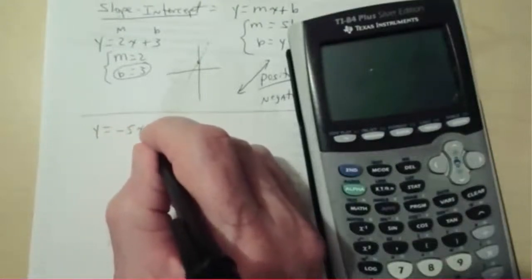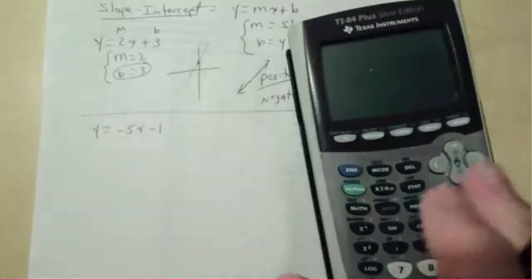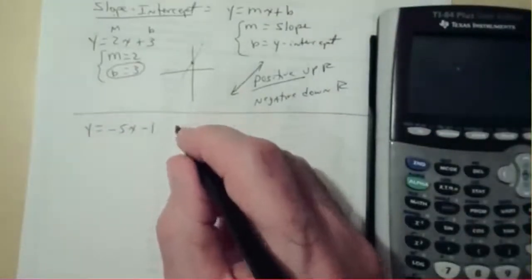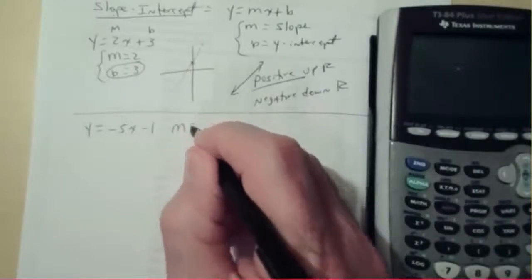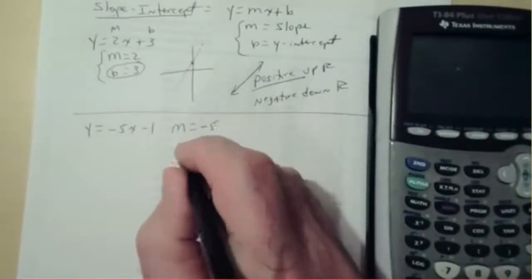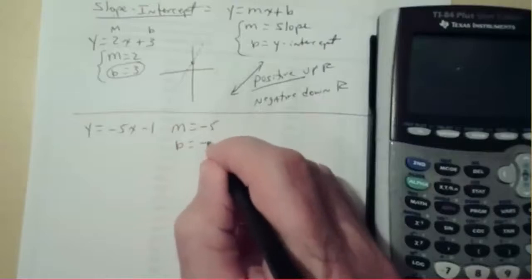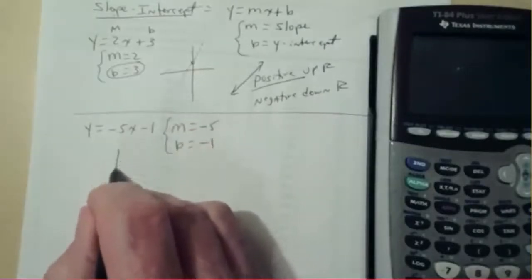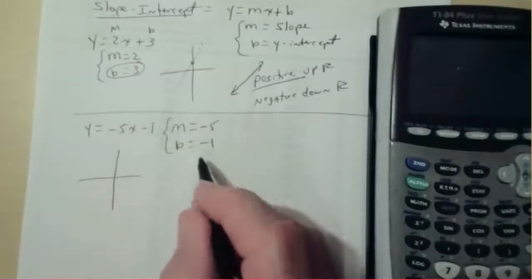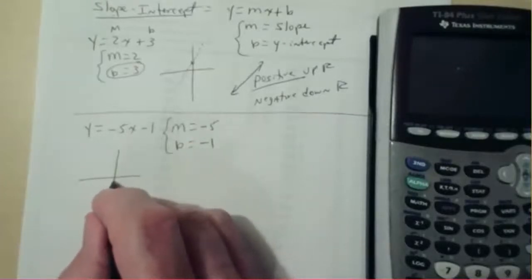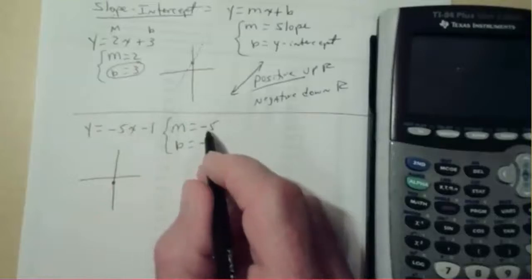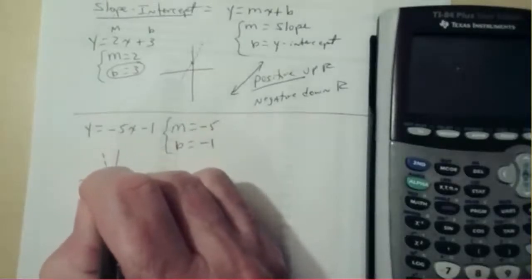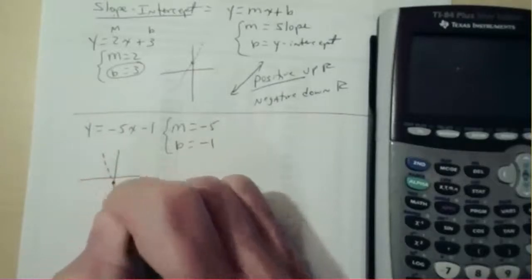Okay. Now what's our slope? Our slope is negative 5, and our y-intercept is negative 1. Okay, what's this going to look like? It's going to cross the y-axis at negative 1, which is here. A slope of negative 5 is going to be pretty steep, and will look like that. So let's put it in our handy-dandy calculator and see.